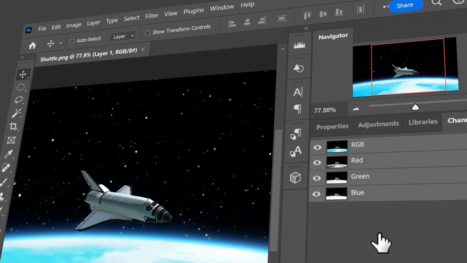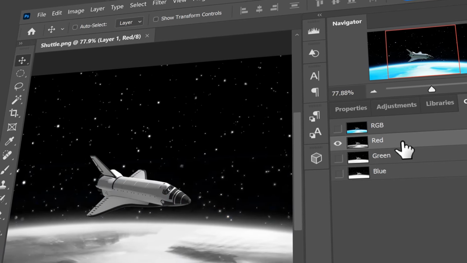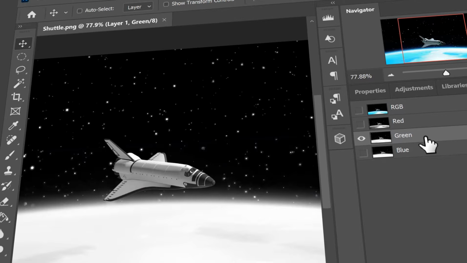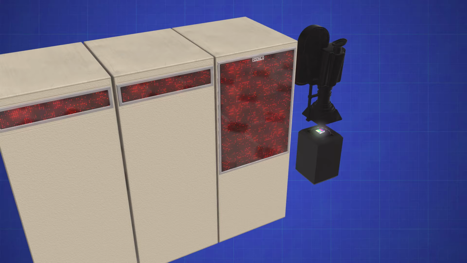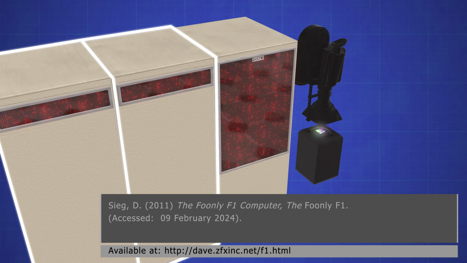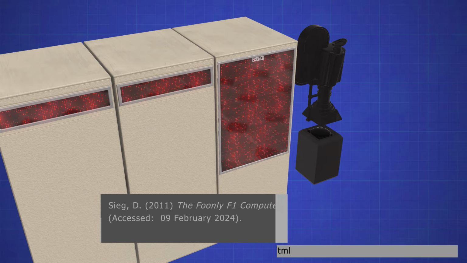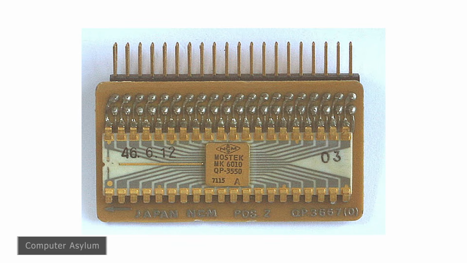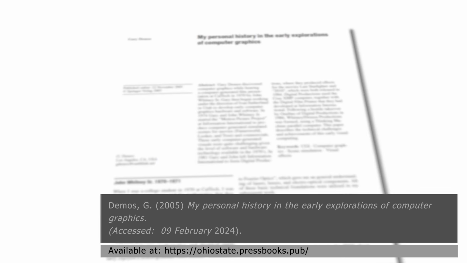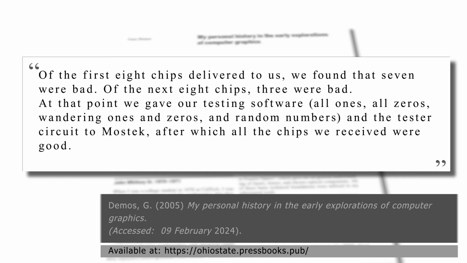If you open Photoshop today and use the channels panel, you can reproduce what I'm talking about. Each image with red, green and blue channels was written to the PFRs, programmable film readers, washing machine-sized units of memory. I just want to reiterate how early all this was in computer development. There was no memory chip industry. There were no testing procedures for the chips being supplied to III. Of the first 8 chips delivered by Mostek, Demos says 7 of them were bad. In the next batch of 8, another 3 failed. III had to develop their own testing software, which they ended up sharing with Mostek.